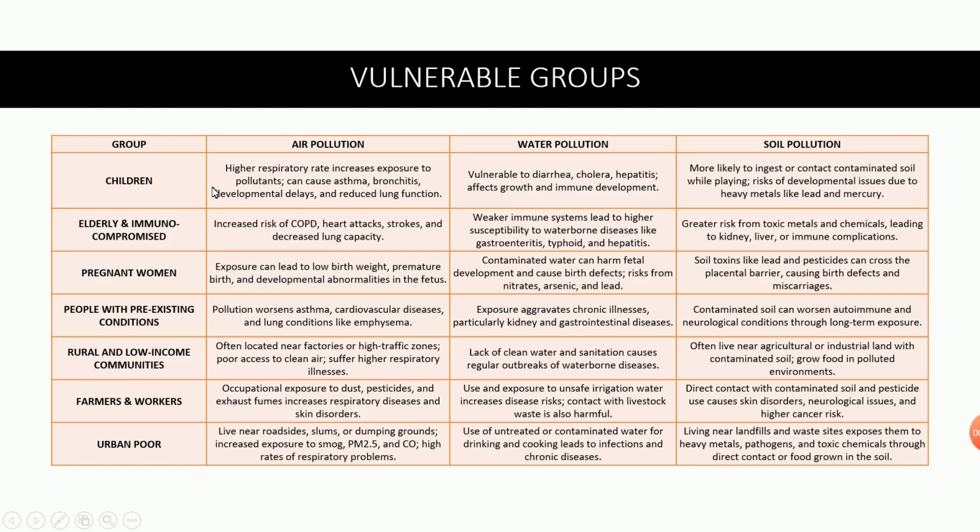So these are the main vulnerable groups. Just because they are mentioned here, that doesn't mean only they are the affected persons. We are also still being affected. At the same time, they are at more risk. So these are the people who are getting affected by air pollution, water pollution and soil pollution.